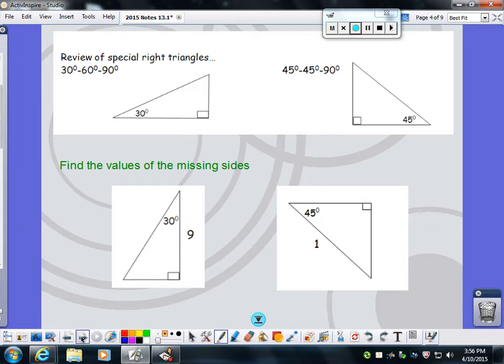So recall that in a special right triangle, the short leg is across from the smaller angle, our 30-degree angle. This is our 60-degree angle. The short leg is the side to know, the one you want. So I'm going to call that x. To find the hypotenuse, we double our short leg, so that's 2x. And our long leg is x square root of 3.